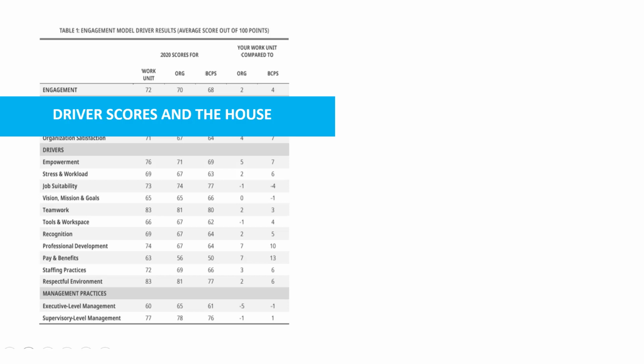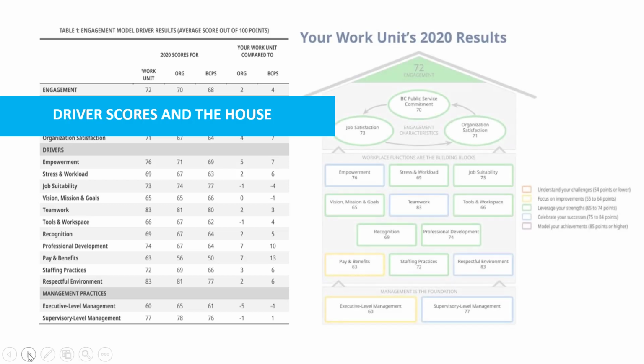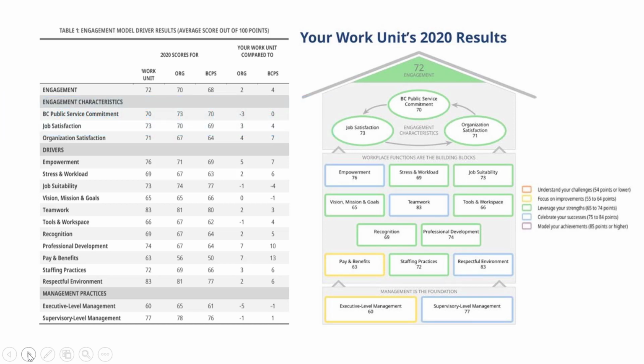You're probably more familiar with the WES engagement driver scores and how they're represented in the house model. This table tells you how people in your work unit responded to questions on the survey about key topics or drivers that have an influence on your engagement score. The house then shows you how each driver contributes to the engagement model, and the colors tell you which of your scores are cause for celebration and which ones are cause for concern.